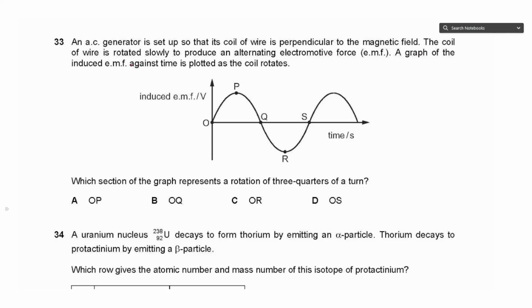A graph of the induced EMF against time is plotted as the coil rotates. Which section of the graph represents a rotation of 3/4 of a turn? So if we start at O, we go 1/4, 1/4, 3/4. So it's from O to R. We check the answers here. We have O to R at C.